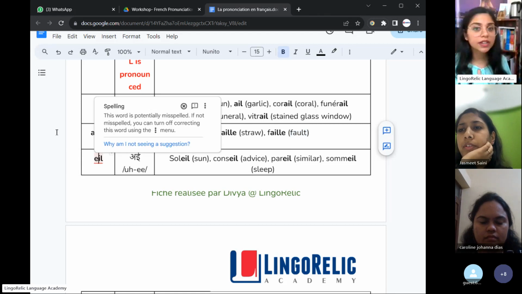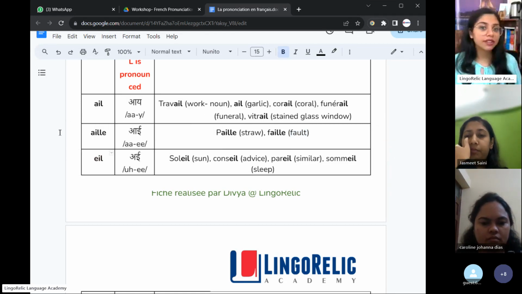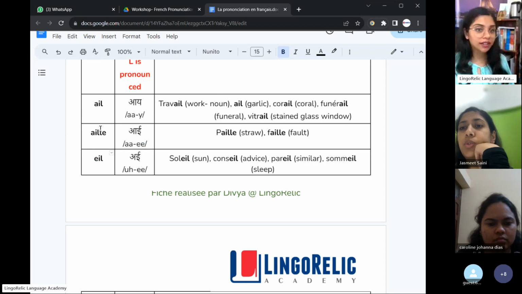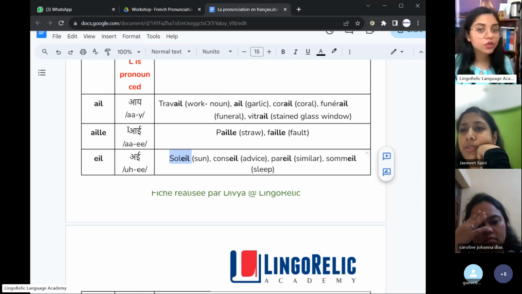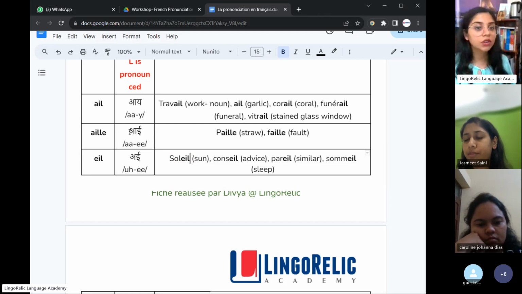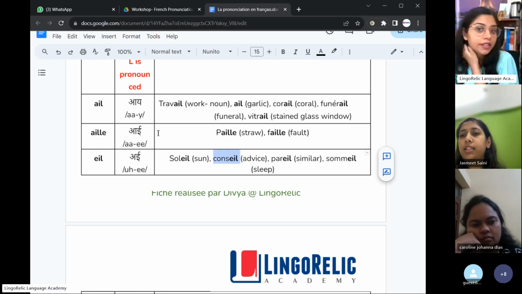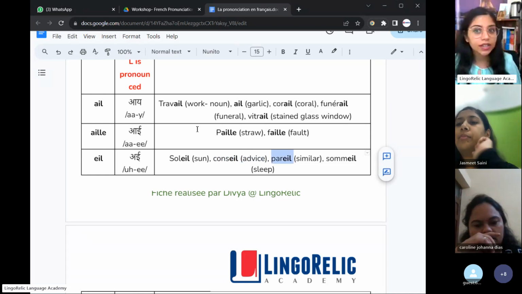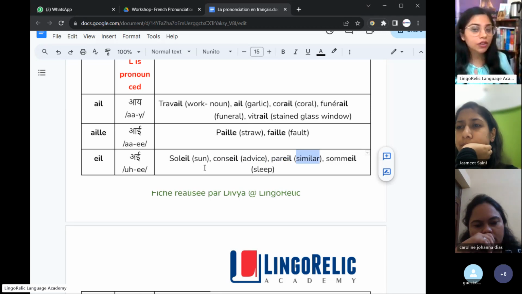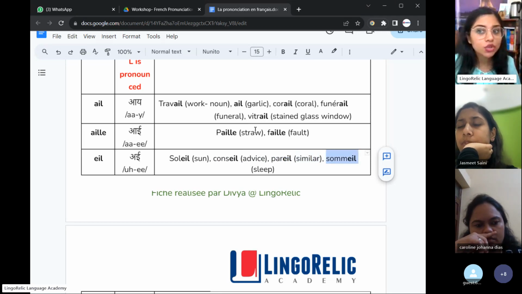All good. You have EIL. EIL is the sound of E-I-L. For example, soleil. Soleil is the word for sun. You have conseil. Conseil is a word for advice. You have pareil. Pareil is a word for similar. And you have sommeil. Sommeil, word for sleep.